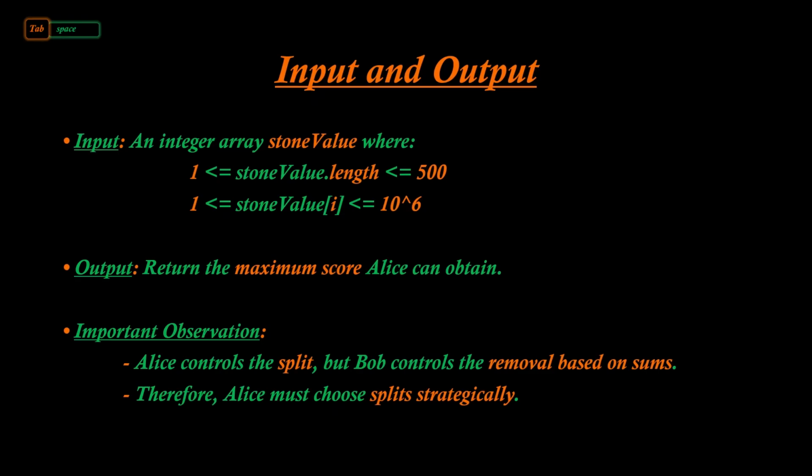There are two important observations here. First, Alice does not directly decide which side survives except when the sums are equal. Second, Alice's decision is not isolated to the current round. A split determines the remaining interval, and the remaining interval determines all future possibilities. That second observation is what eventually leads us to dynamic programming.